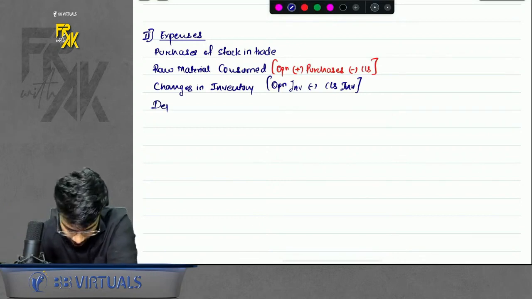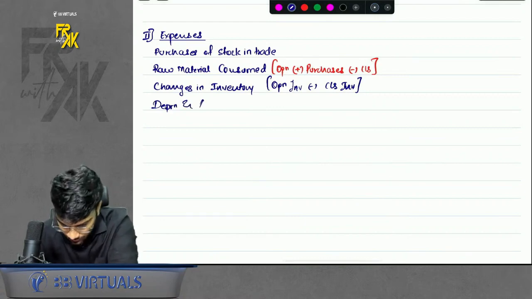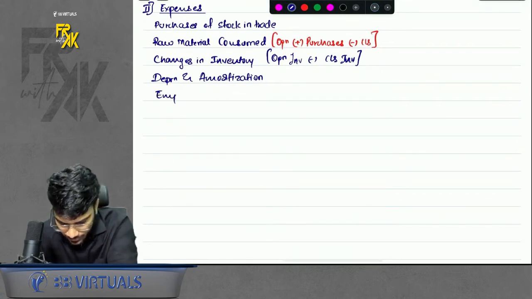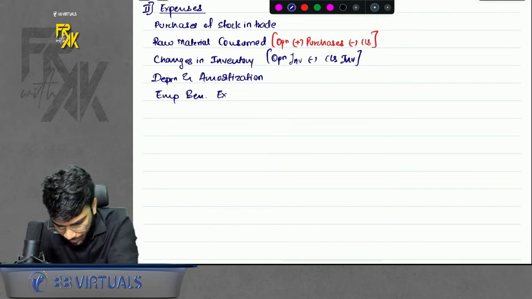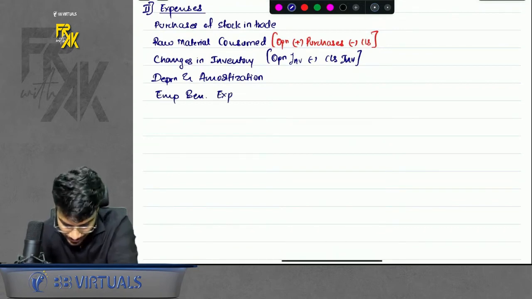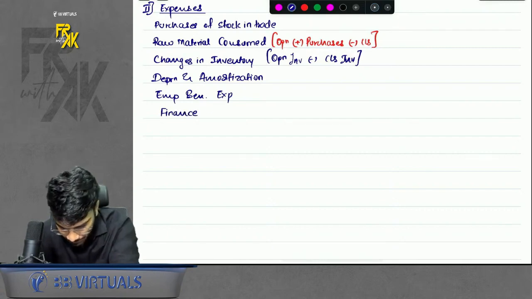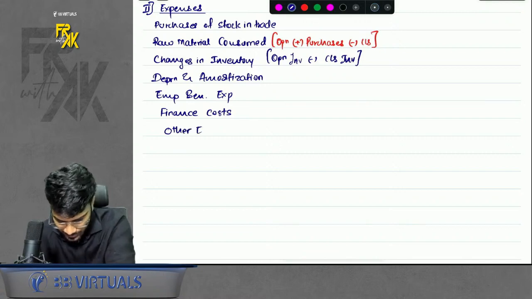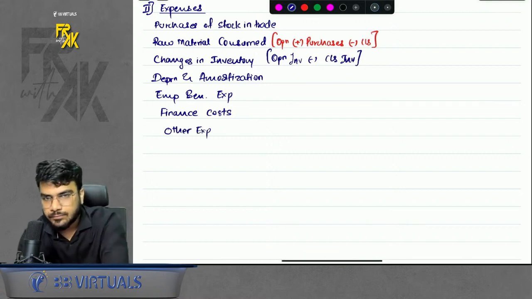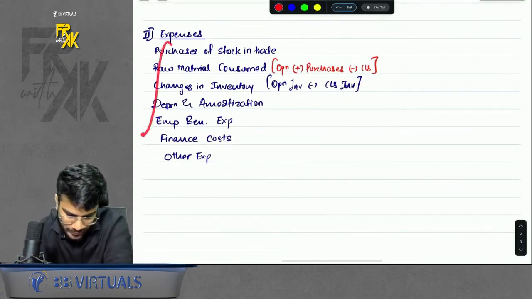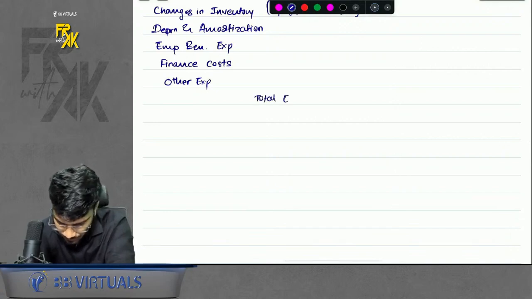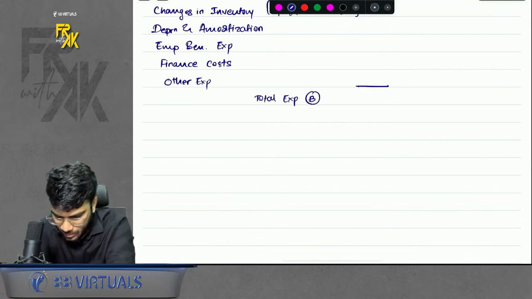Next point is depreciation and amortization, right? Then the other element which might appear is employee benefit expenses. Then the other element which might appear is finance cost. Then whatever is left over, other expenses, of course. By totaling all these expenses up, you will get total expenses. This is your B part.